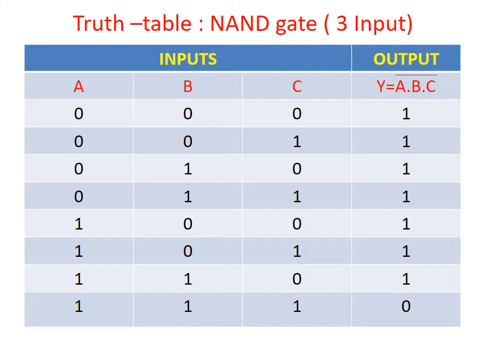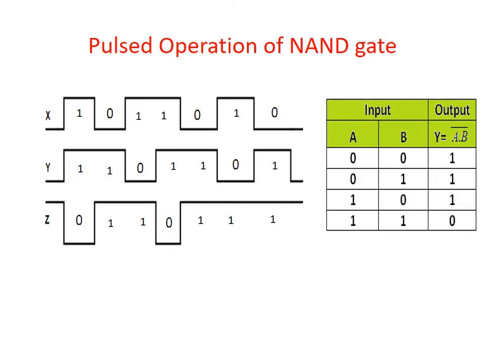This one is the 3-input NAND gate truth table. In the 3-input NAND gate, A, B, C are the inputs. This one is A, this one is B, and this one is C. And Y is equal to A dot B dot C whole bar. Now here, if all these 3 inputs are high, that is 1, 1, 1, the output will be 0. Otherwise, if any one input is low, the output will be high. This is known as the truth table of 3-input NAND gate.